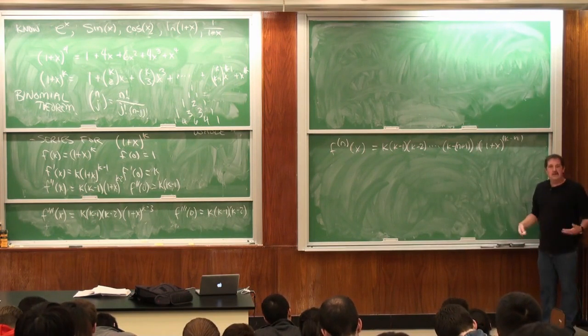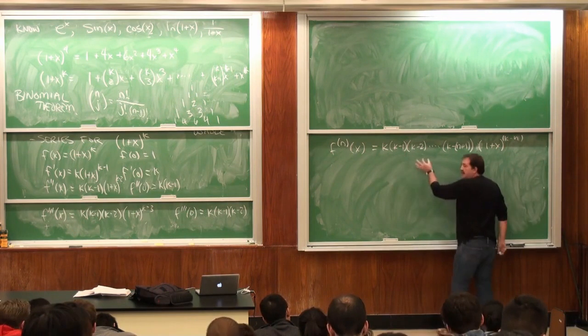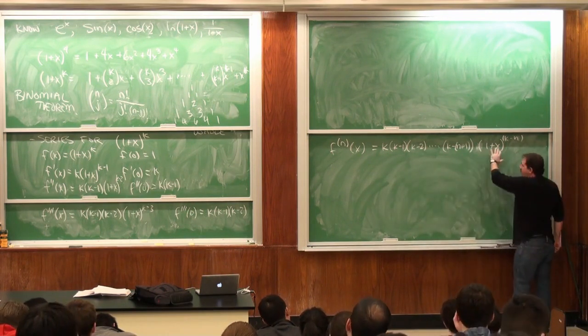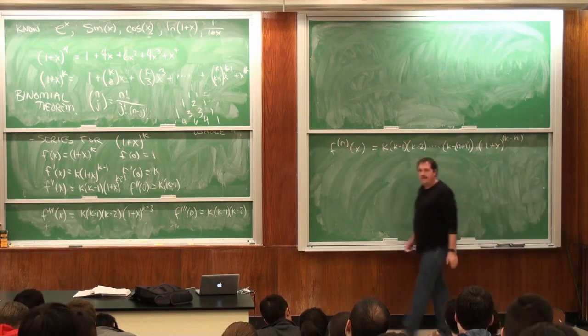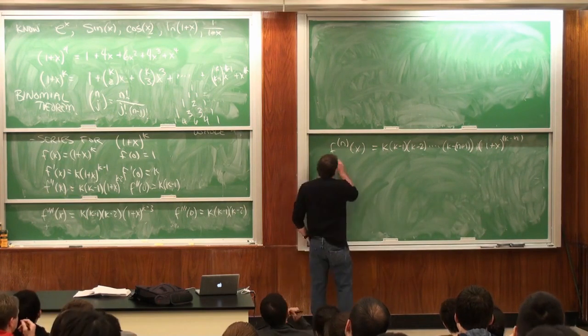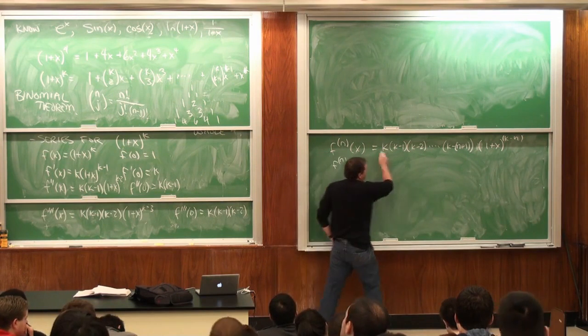If I take the derivative 12 times, I will have 12 times 11 times 10, 9, 8, 7, 6, 5, 4, until I get down to k minus 11. And then I will be to the k minus 12 power. And when I plug in 0 here, I just get this.